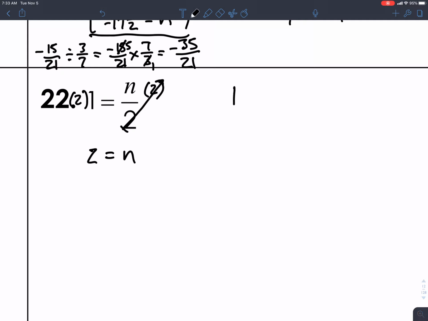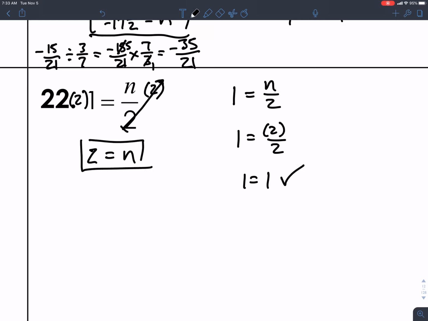Let's redo it. Let's check it. N divided by 2, 1 is equal to 2 divided by 2, 1 is equal to 1. Cool, so that means n is equal to 2. We're good. Not a difficult problem.